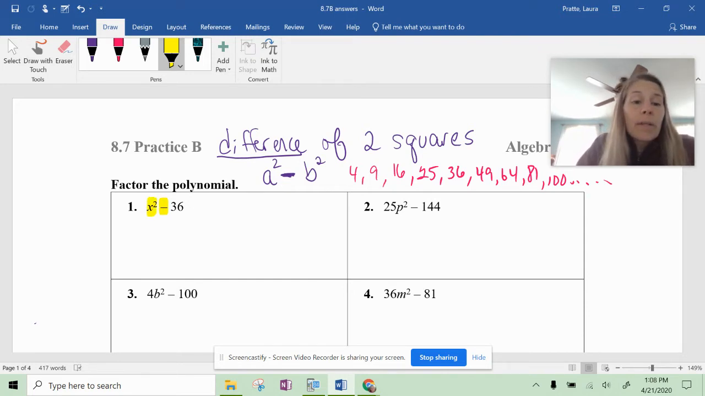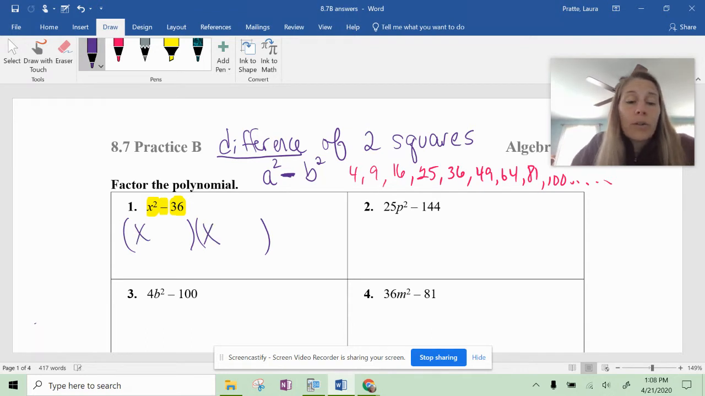The first term is something squared. This is an x squared, which is a perfect square. And then this is a 36, which is also a perfect square. So basically then, using this pattern, you're going to divide up that variable into its two x's. You're going to have opposite signs, and the 36 would be broken down into 6 and 6.